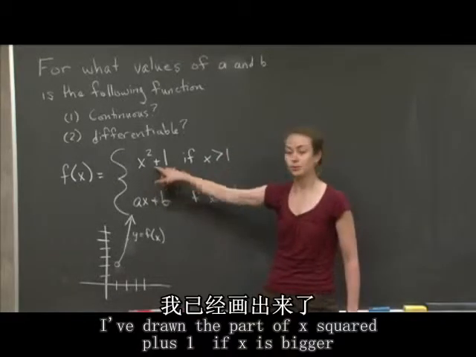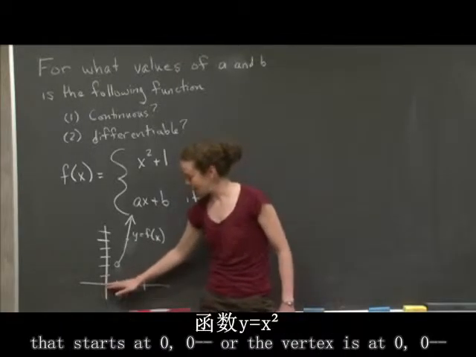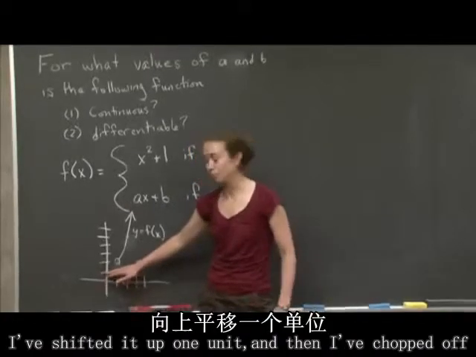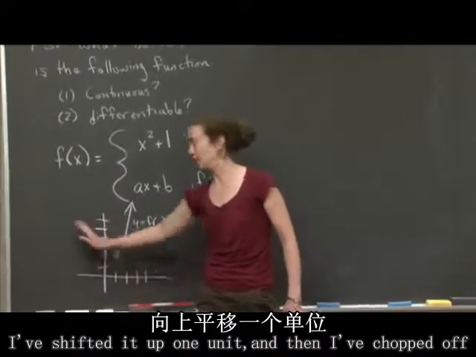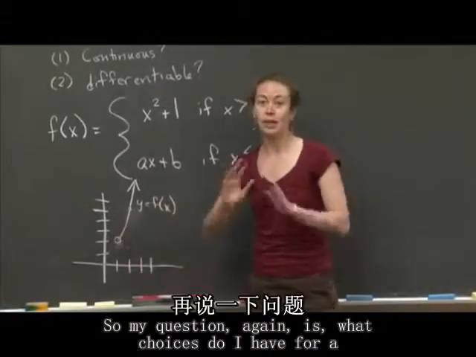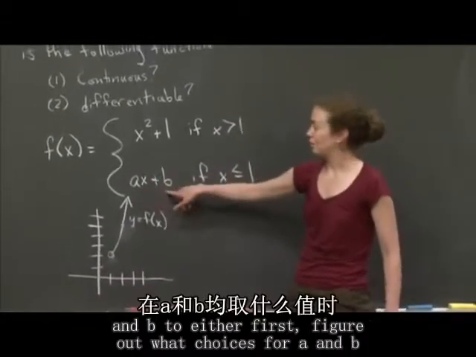So what I've drawn so far, so that you can see, is the part of x squared plus 1 if x is bigger than 1. So I've taken the x squared function where the vertex is at 0, 0. I've shifted it up 1 unit, and then I've chopped off everything left of and including the value at x equal 1.